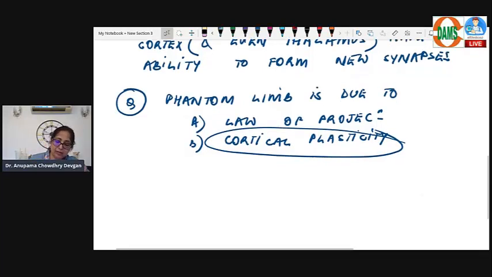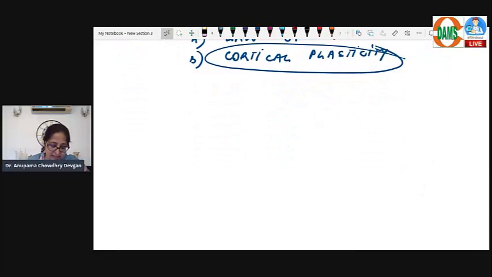Yes, mirror therapy is done for phantom limb patients. Yes, absolutely correct, mirror therapy. Now, the next important point here is there are two important laws for intensity discrimination.